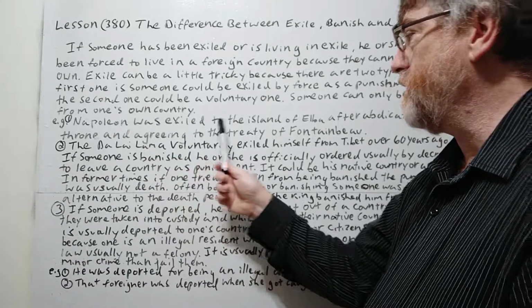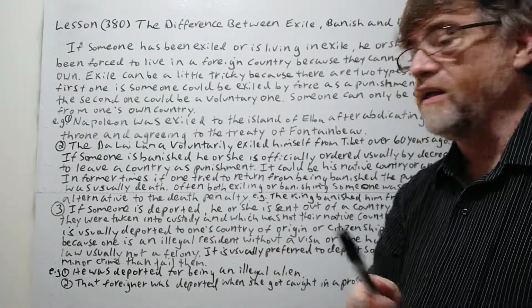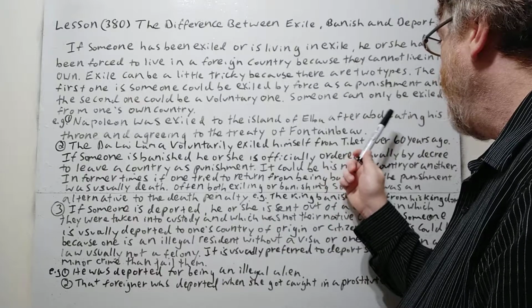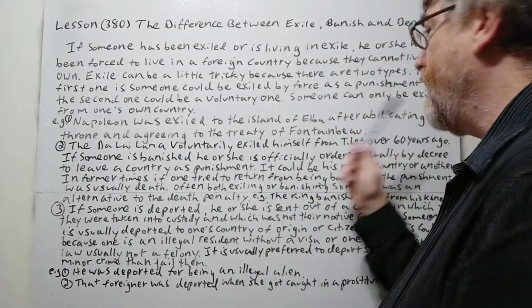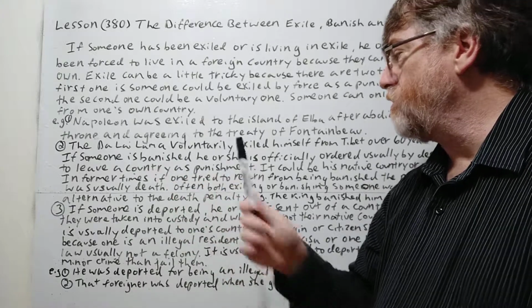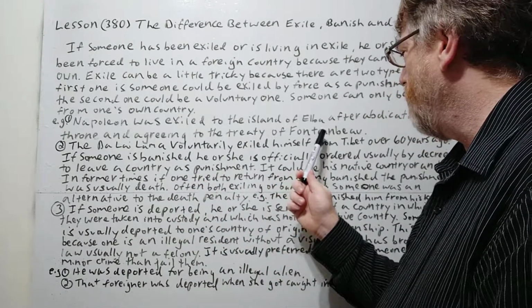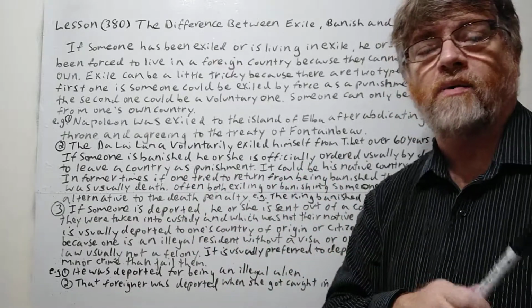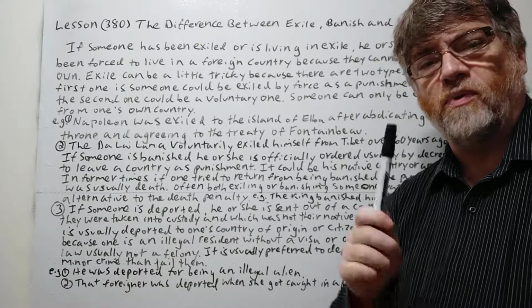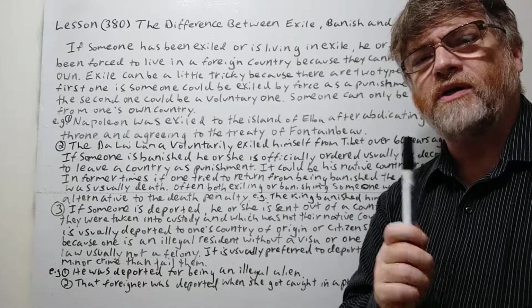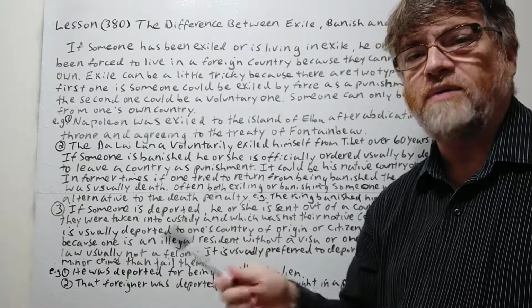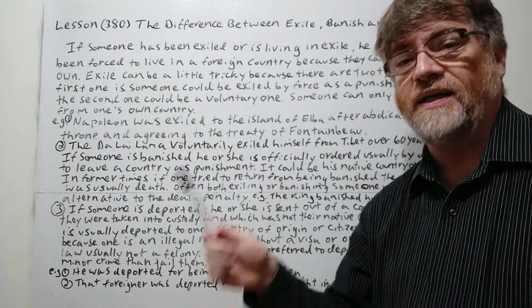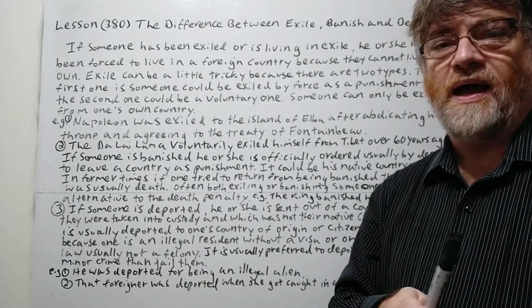Napoleon was exiled to the island of Elba after abdicating. When you abdicate, it means you gave up your throne. Abdicating his throne and agreeing to the Treaty of Fontainebleau. Now, this is an example where you are forced. And usually when you're exiled and you're forced, sometimes you're forced to stay in one place, like he was supposed to just stay on that island of Elba.